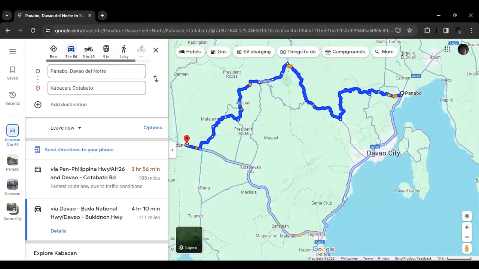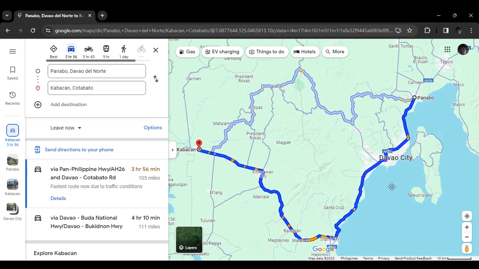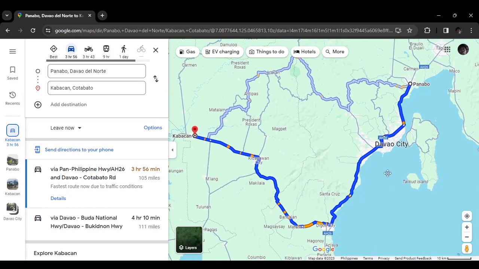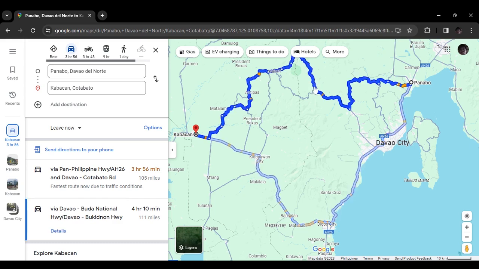Let's take a look at this next example. Given that we are from Panabo City and we want to travel to Kabacan, Cotabato, here in our Google Maps, we can see that Google Maps is giving us a path that we can take in order to arrive at Kabacan. Also, there's a second path that we can choose, which is this one. Right now, we have two paths that we can take. However, the distance is not the same.